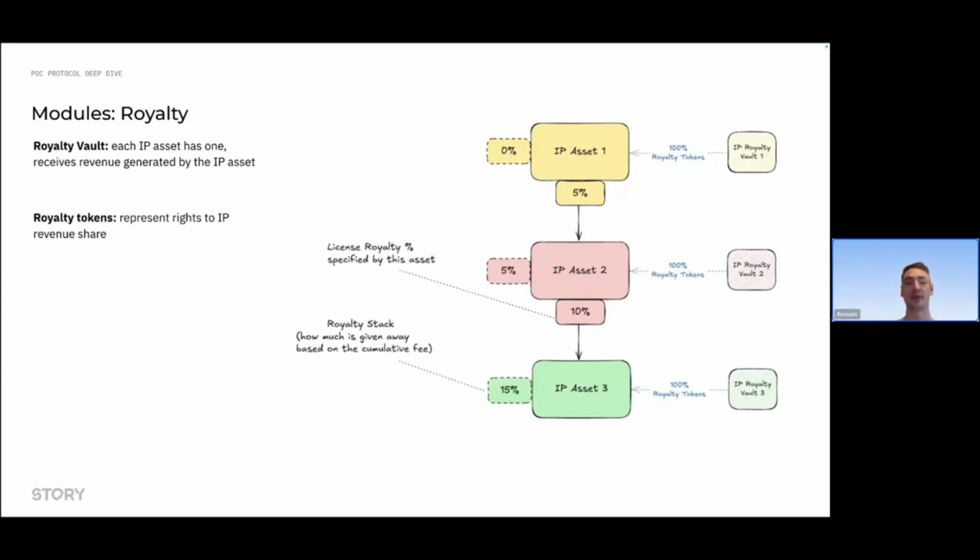But then, for example, if you are the owner of the intellectual property asset, you could distribute those royalty tokens to any other address you'd like. It could also be a defined product, actually, so that those addresses can claim a share of the revenue generated by the IP.